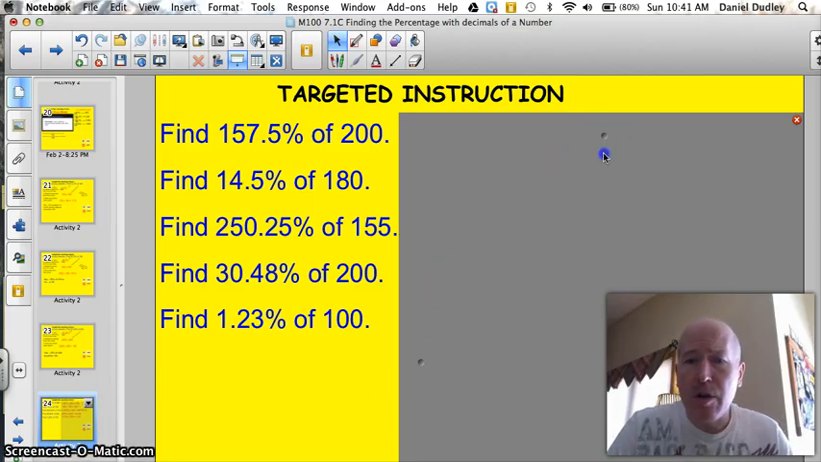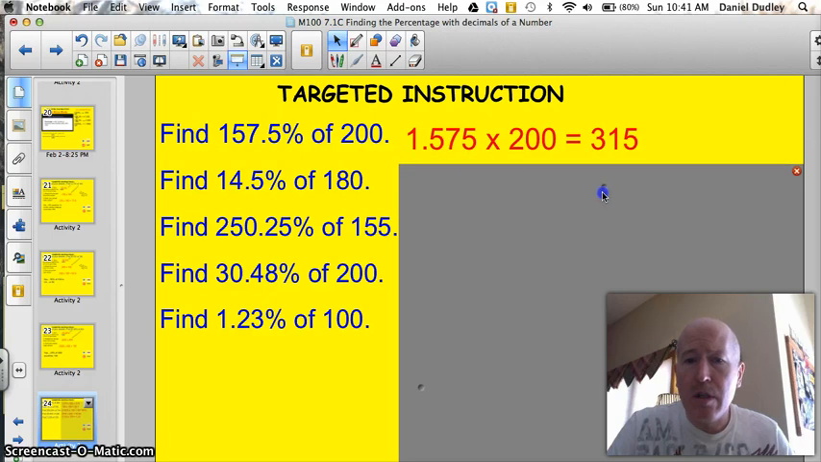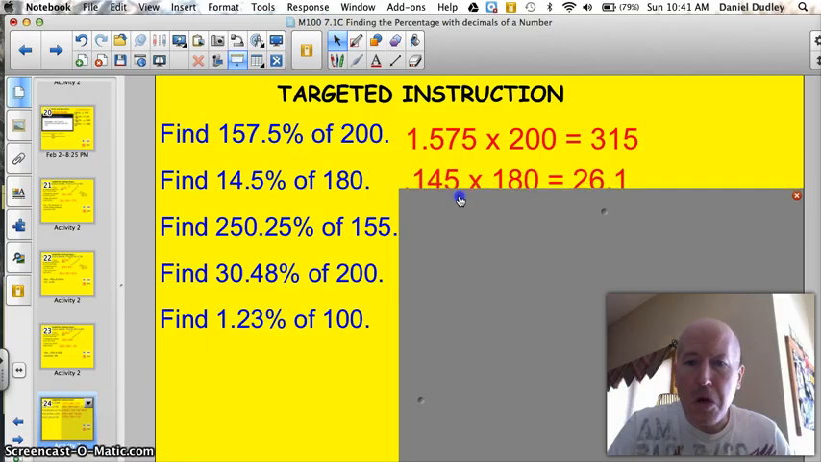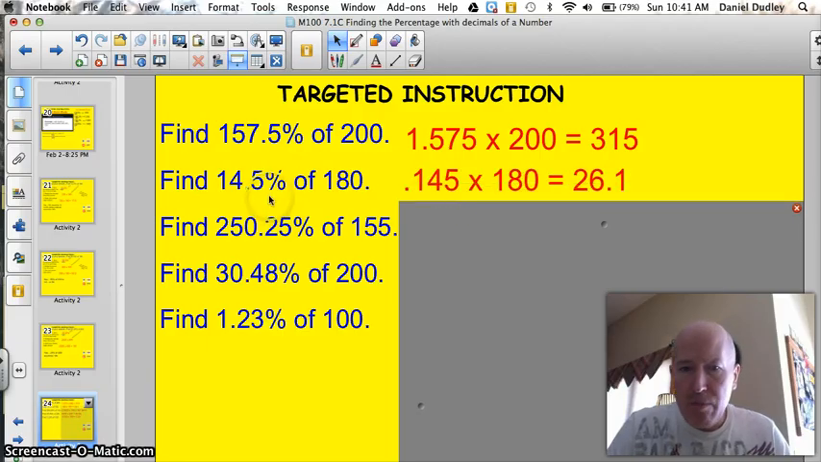157.5% out of 200. Well, if you move the decimal spot, divide by 100, you're going to get 1.575 times 200, which is 315. That answer makes sense. 150% of 200 would be 300, so, all right. 14.5% out of 180. Move the decimal 2 spots, we're going to get 0.145 times 180, 26.1.